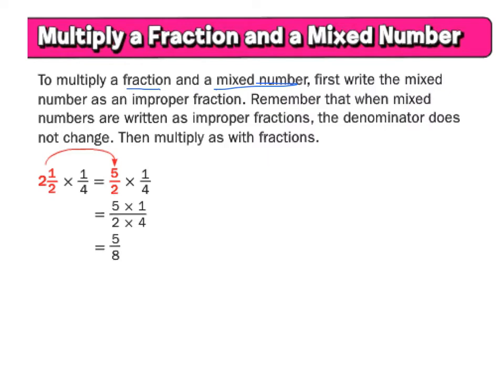So looking at this example, they took 2 1/2 times 1/4. They simply took 2 and multiplied it by 2 and got 4, and they added that to the numerator. 1 plus 4 is 5, and we kept the denominator 2, and then we multiply by 1/4. So 5 times 1 and 2 times 4, and we get 5/8, which is already simplified.